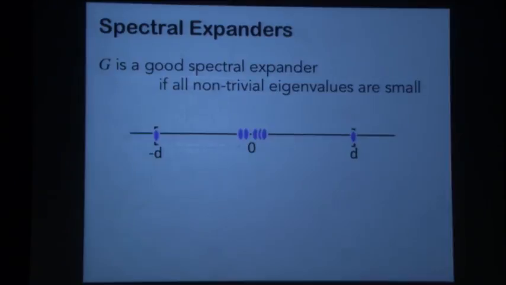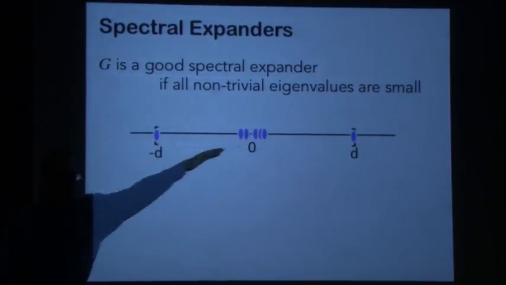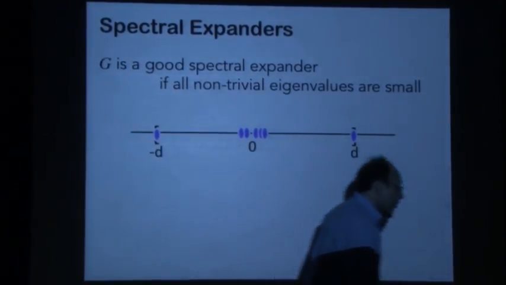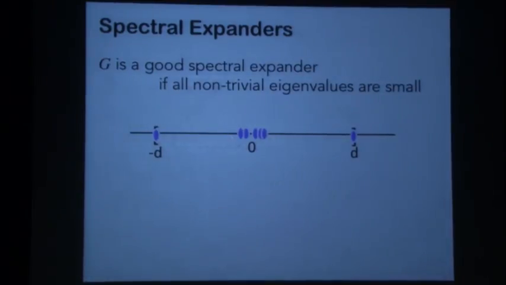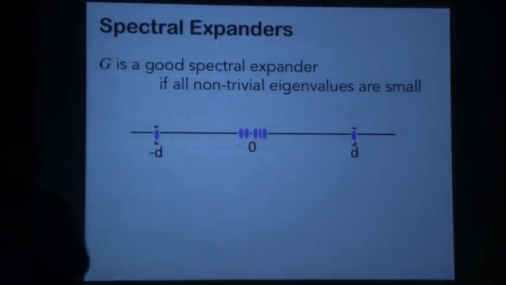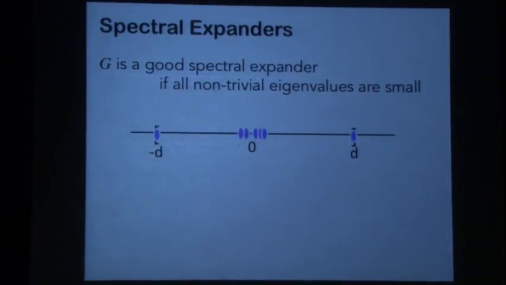We'll get close. Basically, we say G is a good expander if all of the non-trivial eigenvalues are close to zero. So think of having the real line here. All the eigenvalues will be between d and minus d. We want all of the ones other than the trivial ones to be close to zero. And many of the properties you want to know about expanders just follow from this. And the closer they are to zero, the better an expander it is, at least spectrally speaking.